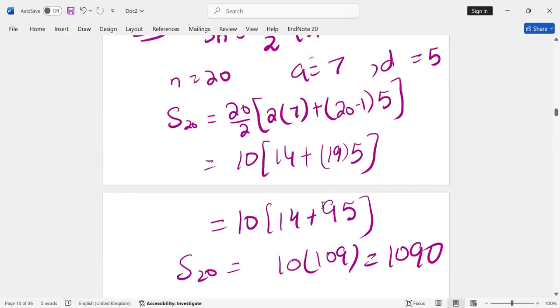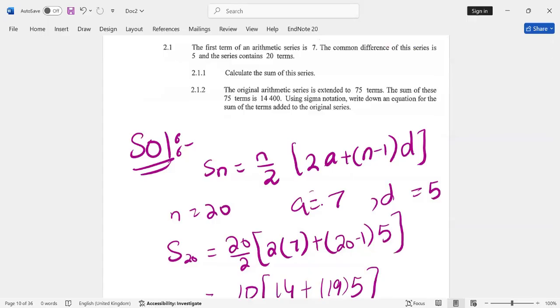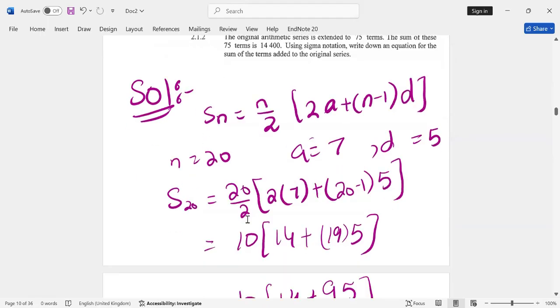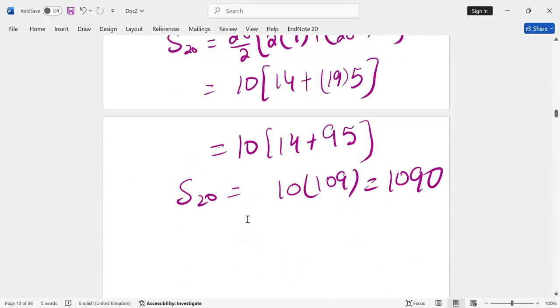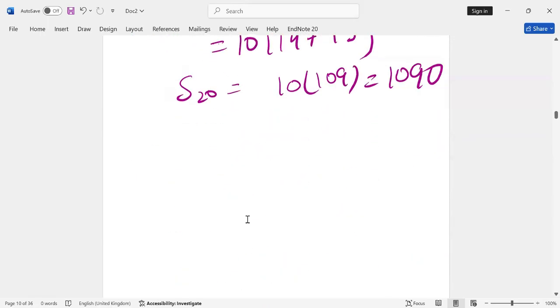The next question is 2.1.2. The original arithmetic series is extended to 75 terms. The sum of these 75 terms is 14,400. Using sigma notation, write down the equation for the sum of the terms added to the original series. The original series has 20 terms. It is extended to 75 terms.